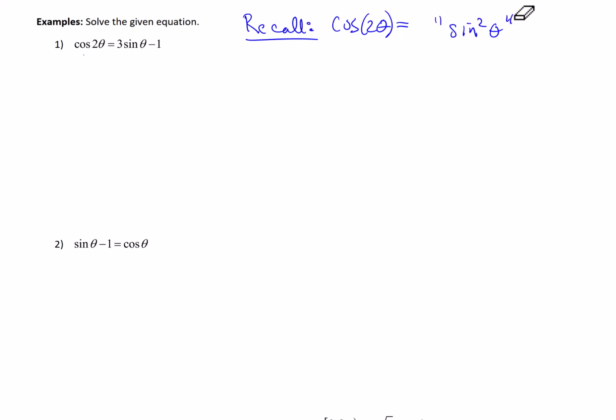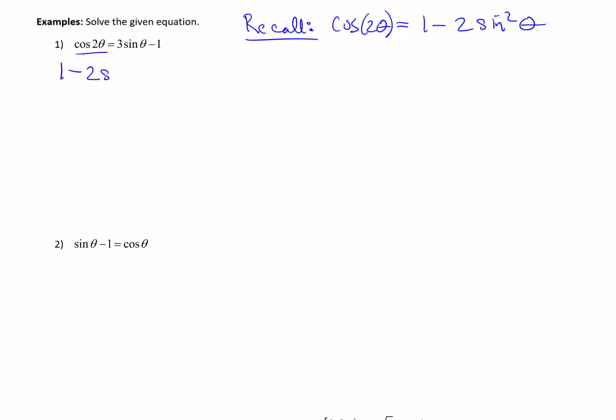So what I'm going to suggest, you'll see how this works soon here, but let's use the form of this identity where we say cosine 2 theta equals 1 minus 2 sine squared theta. Now, watch what happens when we replace cosine 2 theta with that.